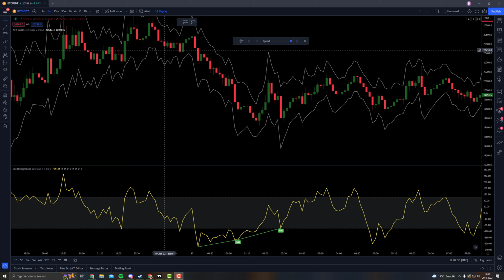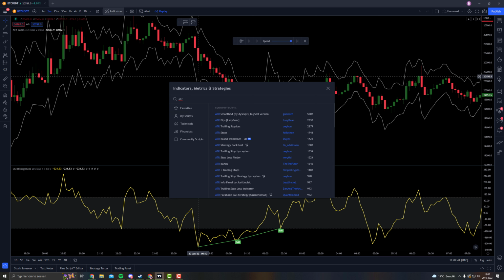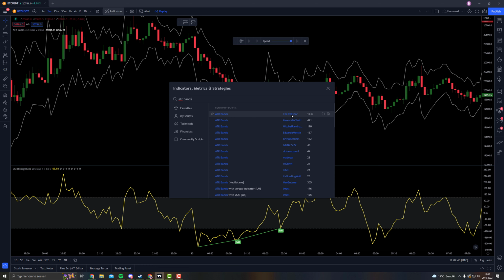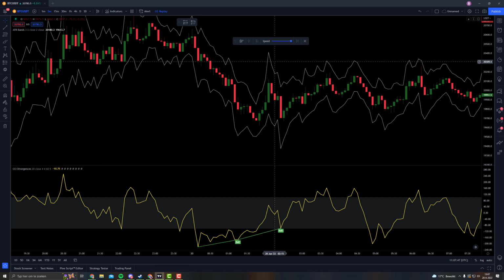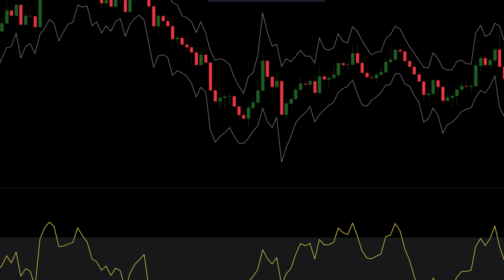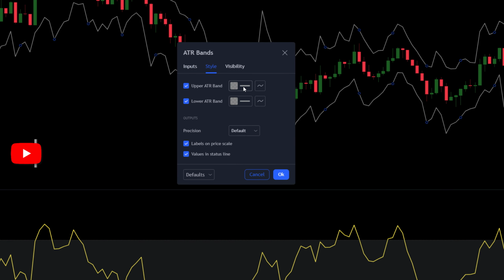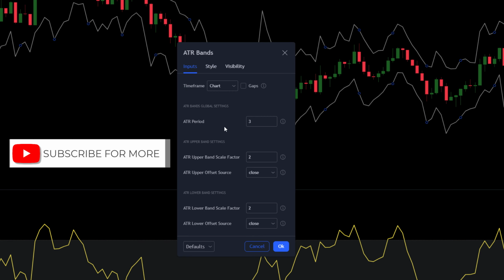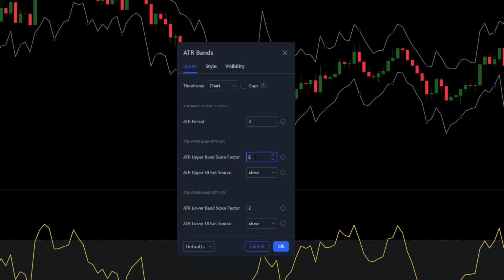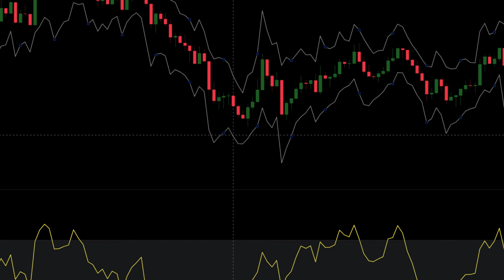So for this strategy we want to add two indicators. The first one is going to be the ATR bands. If you look in indicators, we go to ATR bands. It's a common one of the third floor. If you add that one, you have two colors, red and green. I change them both in style to white. For the inputs, I change the ATR upper band and lower band to 2. I just go through this quickly. You can play in slow motion if you want to. So it's 2-2, and that's going to be it for the ATR.